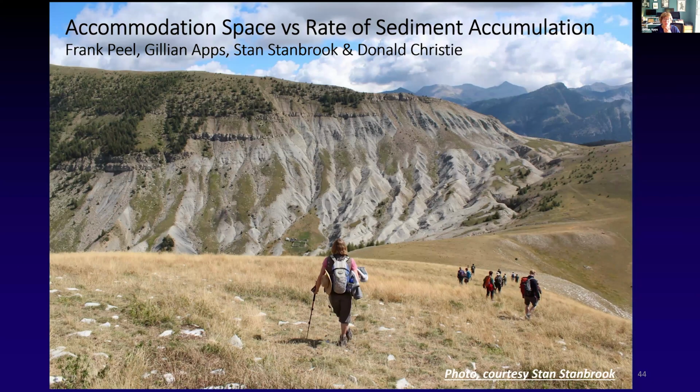So I'm now just going to go briefly onto another little related but slightly separate topic, which is accommodation space versus rate of sediment accumulation, which we've alluded to earlier in the talk.